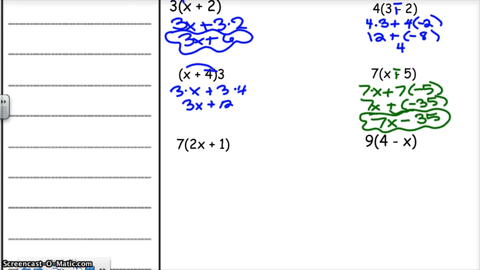7 times 2x plus 1. Distributing it through, we get 7 times 2 is 14x. Plus 7 times 1 is 7. Answer is done, fully simplified because I don't need to combine like terms.